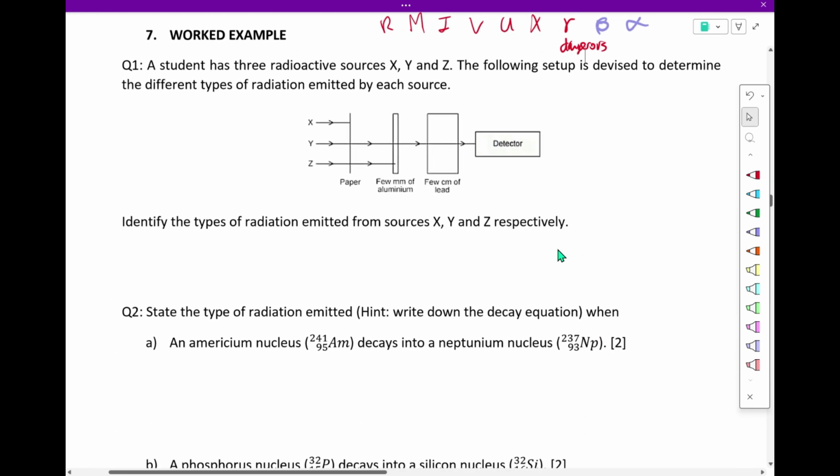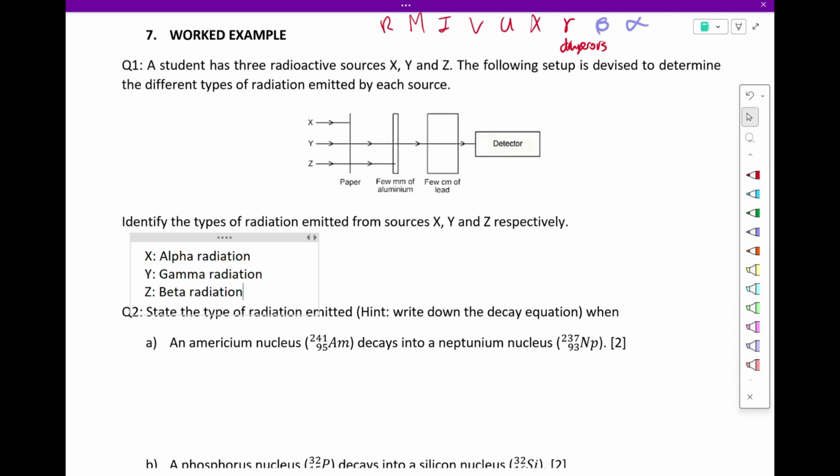So you can see for this, for example over here, if I have your radioactive source X, Y, and Z, what can we say about the radiation for this? So you can say that source X is basically your alpha, because it can be stopped by paper. And Y would be your gamma radiation, because it can't be stopped by any of them. And last but not least, Z would be beta radiation, because it will be stopped by aluminium.